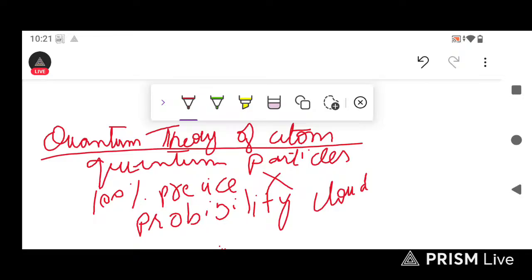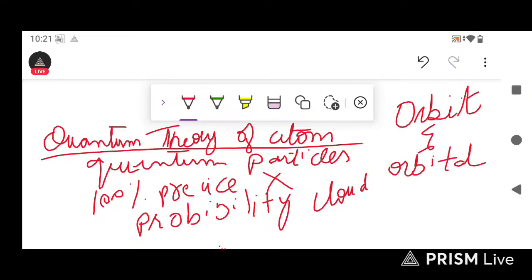So what is an orbital? Here is a question about orbit and orbital. What is an orbit and what is an orbital? The orbit is the fixed path around which electrons revolve. And an orbital is a three-dimensional space around the nucleus where the probability of finding an electron is maximum. So there is a difference between the orbit and orbital.